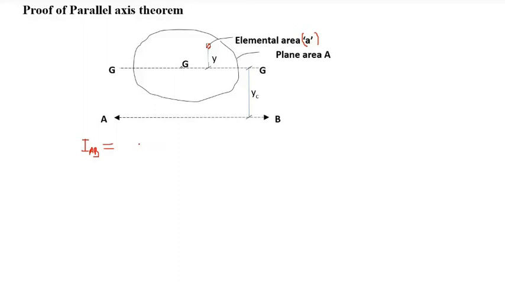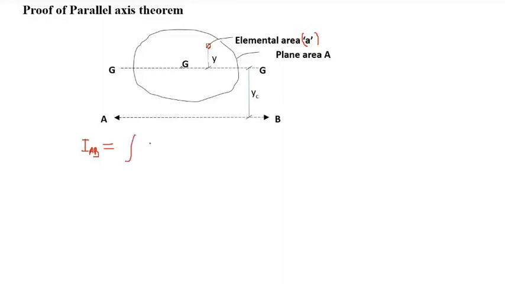That is actually in terms of IGG, but in general, just forget about this central axis. Forget about the central axis GG and all. You have only this elemental area and this axis. You remember?